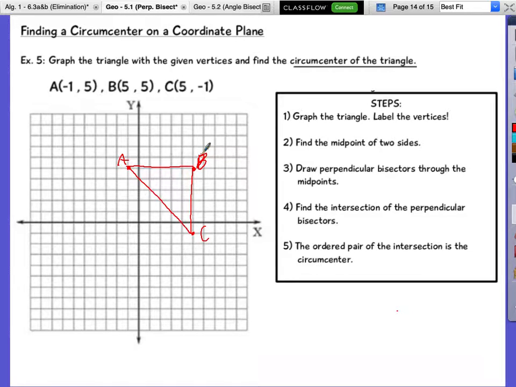So if we're finding the circumcenter on a coordinate plane, not doing the construction of it, we're going to do it on a coordinate plane. So go ahead and plot these points if you haven't already, please. I know I kind of speed plotted those.